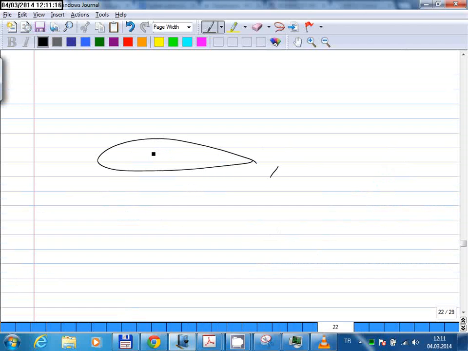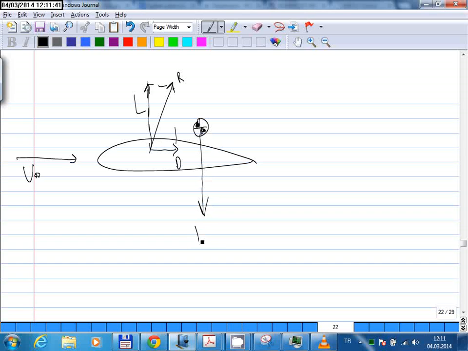So this is your force vector, and let's say, so this is our drag force and the lift force, okay? And your aircraft center of gravity is somewhere here. So this is the center of gravity of the aircraft, meaning the weight of the aircraft is in fact acting at that point.